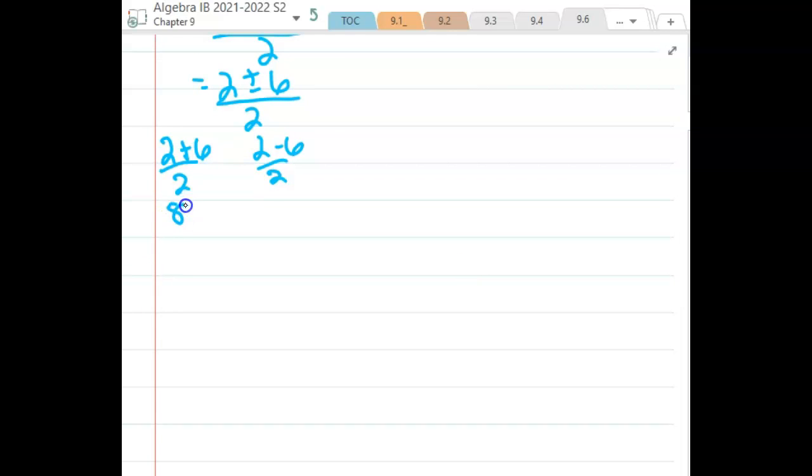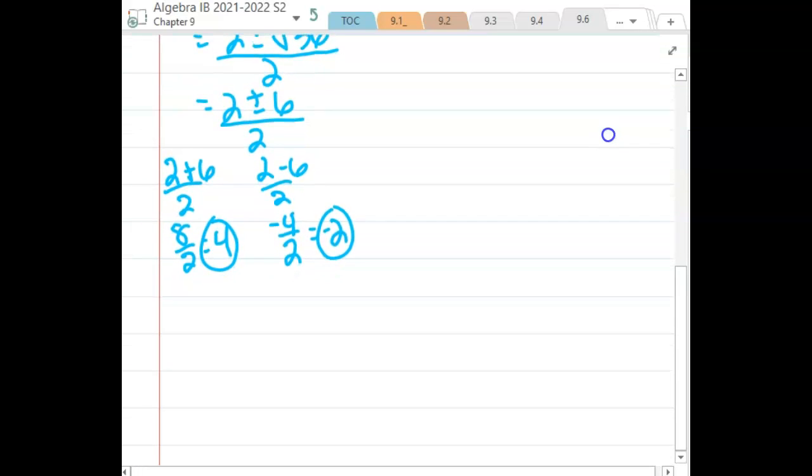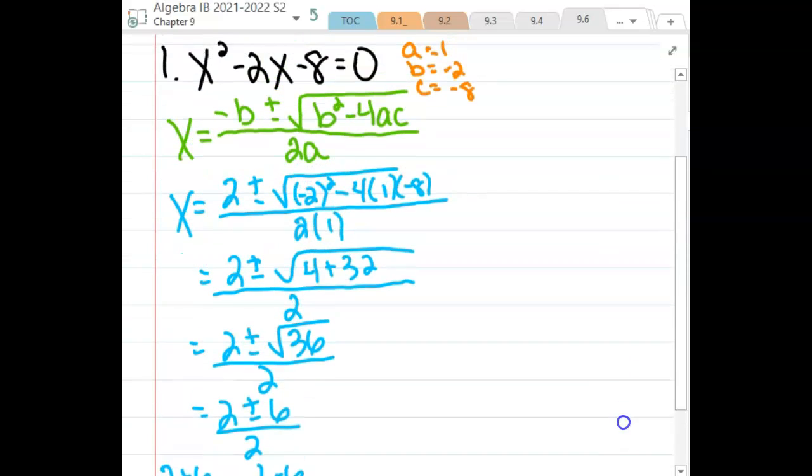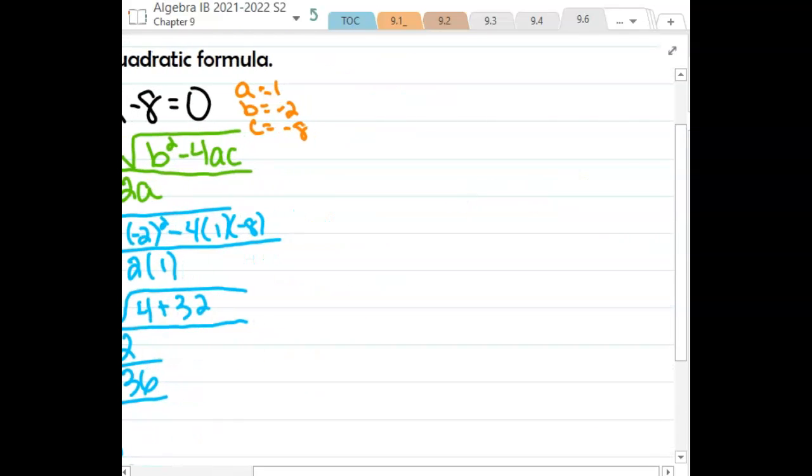2 plus 6 is 8. 8 divided by 2 is 4. 2 minus 6 is negative 4. Negative 4 divided by 2 is negative 2. It's kind of a lot. I know there's a lot of steps, but once you get the hang of it, it's kind of like completing the square. You're going to do the same steps for all of the problems, okay? Let's go through the second one here, and then you'll have a few minutes to work on your homework.